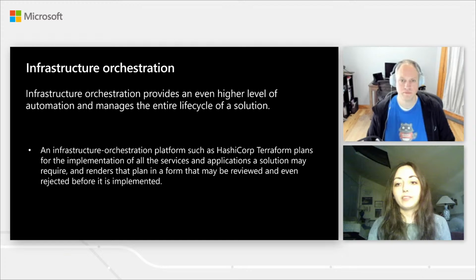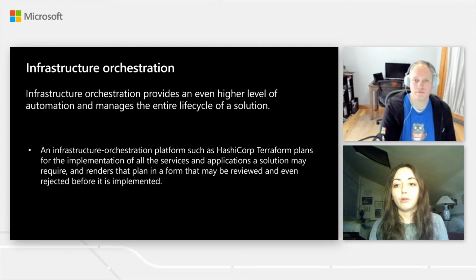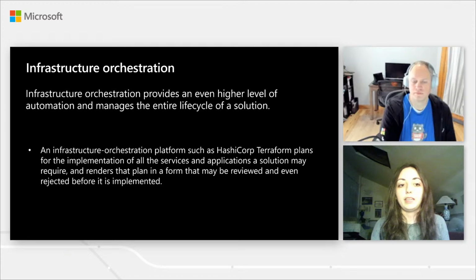And the last form of automation is infrastructure as code, which provides a higher level of automation and automates the entire lifecycle of a solution. An infrastructure orchestration platform, such as Terraform, plans for the implementation of all services a solution may require, and renders the plan in a way that can be reviewed or even rejected before it is implemented.